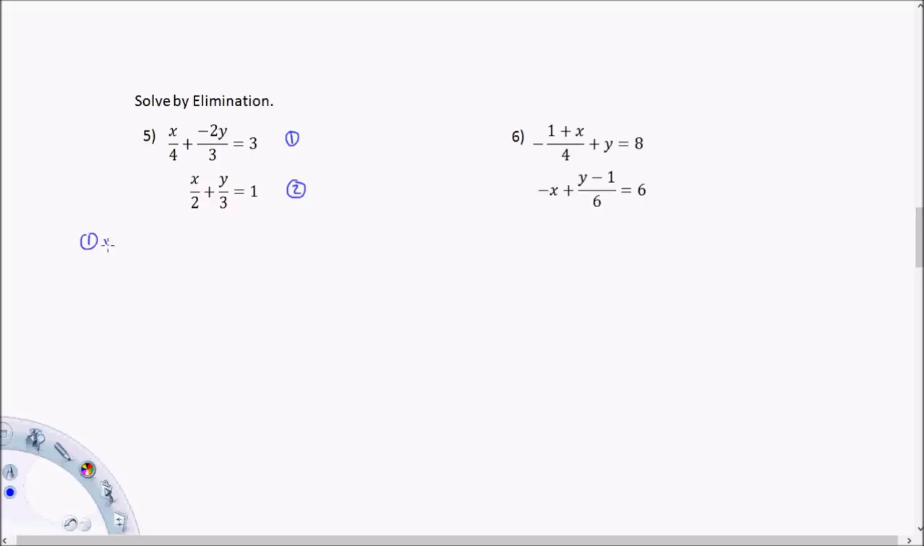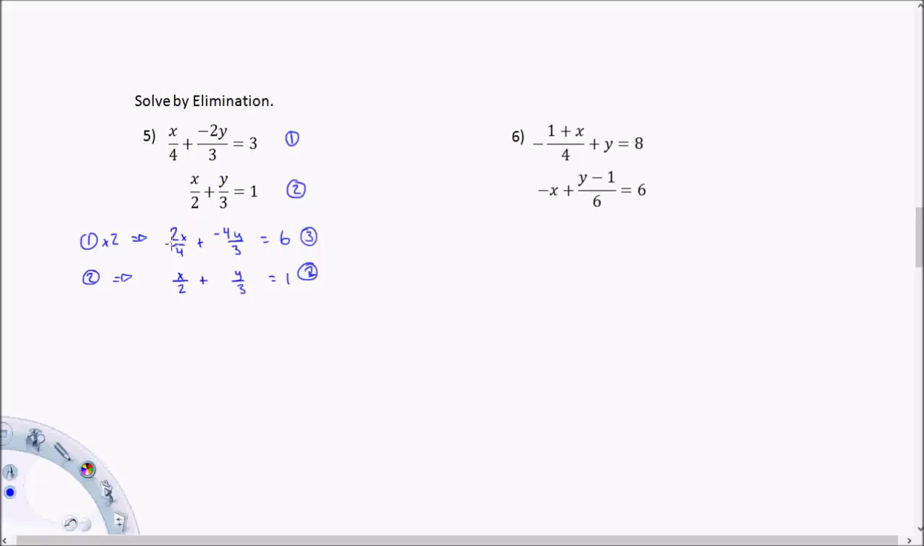So we'll take equation 1 and multiply it by 2. So we'd end up with 2x over 4 plus negative 4y over 3 equals 6. And we'll label that equation 3. Equation 2 remains the same. So we just have x over 2 plus y over 3 equals 1. And that's still equation 2.